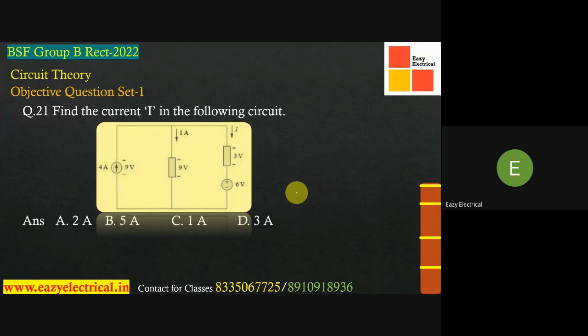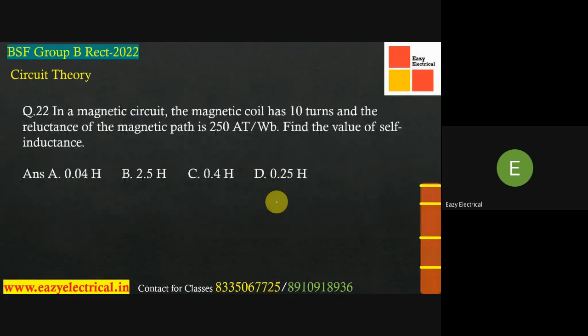See here. You need to calculate the current I. Here it is given 1 ampere, so what is the current coming out in this direction? This is very easy. Here there is 4 amperes, here there is 1 ampere, so here it will be 3 amperes. Yes sir, 3 amperes. Coming to next question.